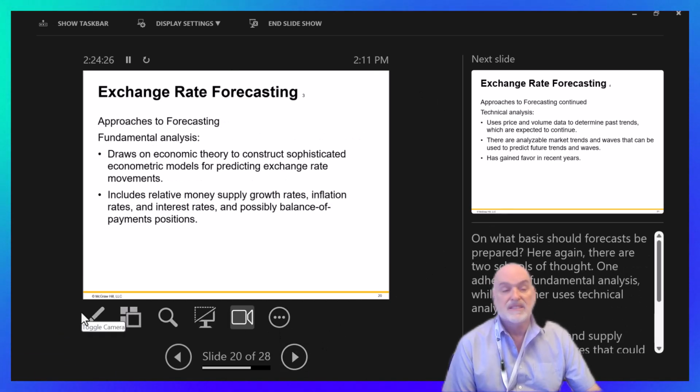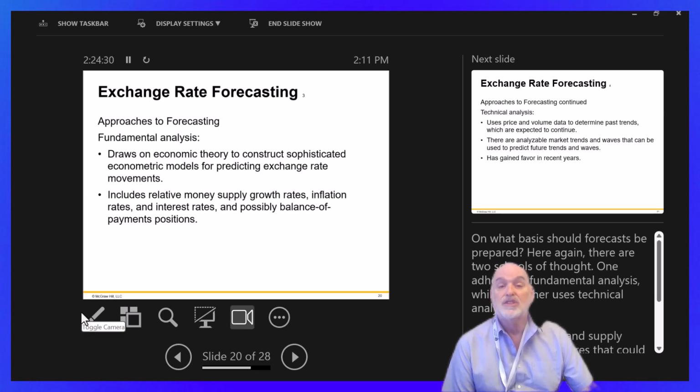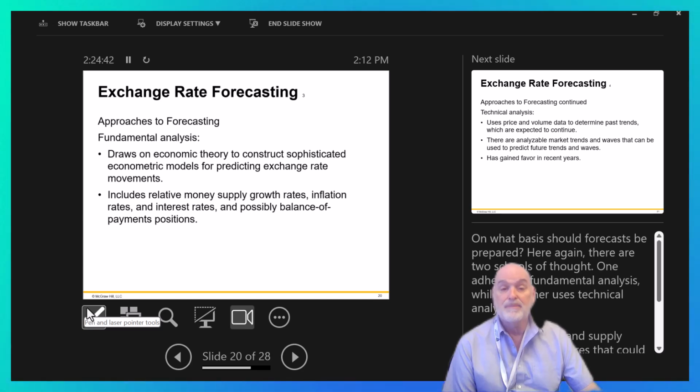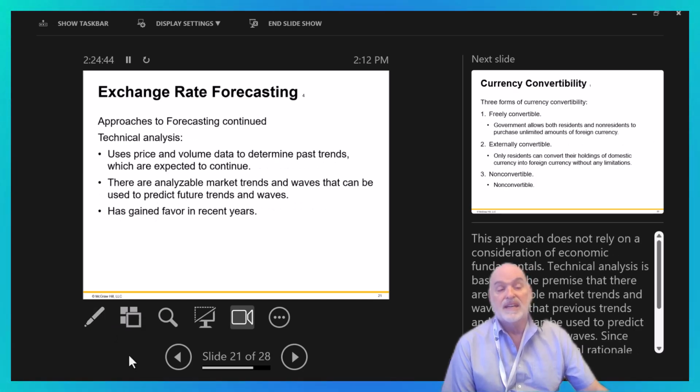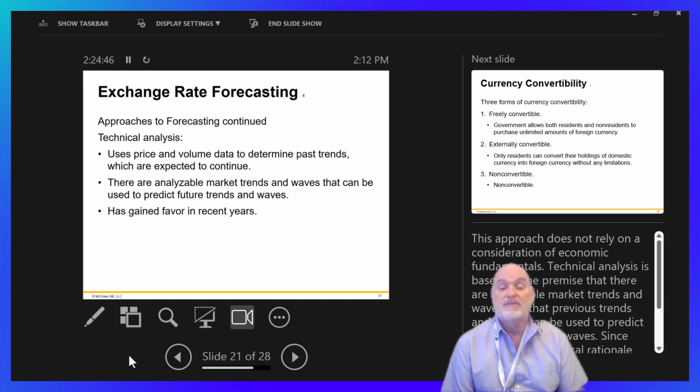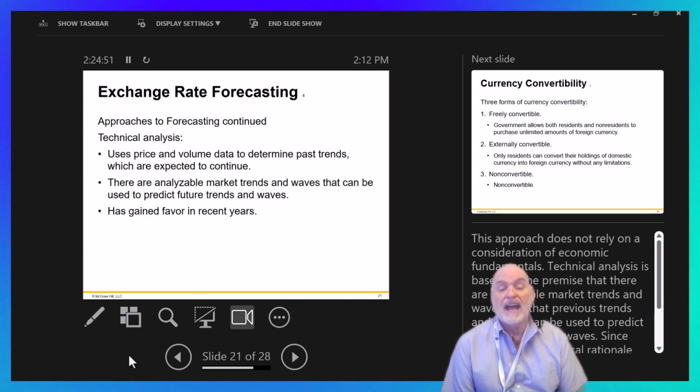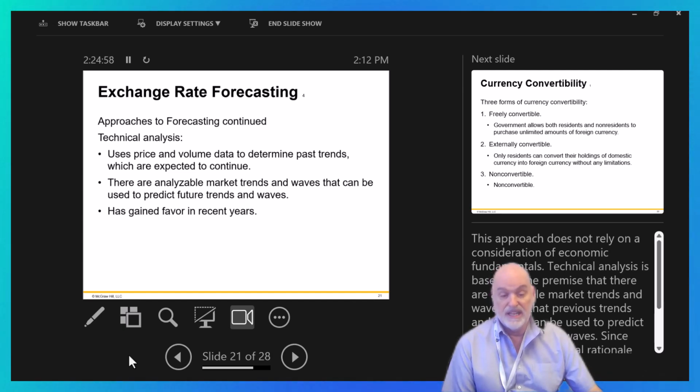Approaches to forecasting. We have something called fundamental analysis, and this draws on economic theory to construct sophisticated econometric models for predicting exchange rate movements. It includes relative money supply growth rates, inflation rates, and interest rates, and possibly balance of payment positions. Technical analysis uses price and volume data to determine past trends which are expected to continue. There are analyzable market trends and waves that can be used to predict future trends and waves. It has gained favor in recent years.